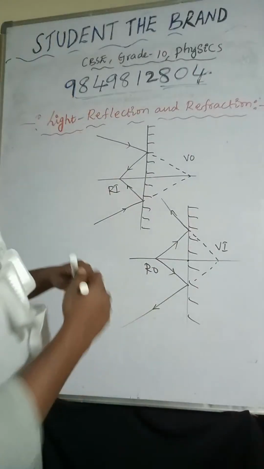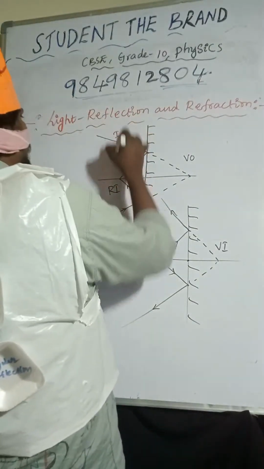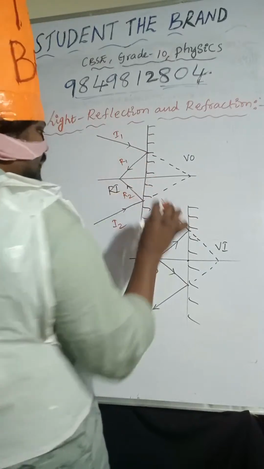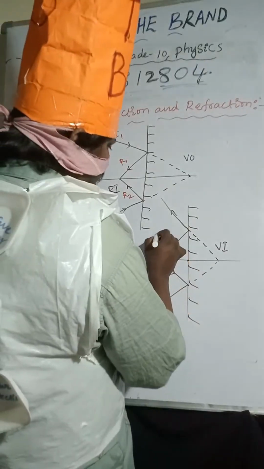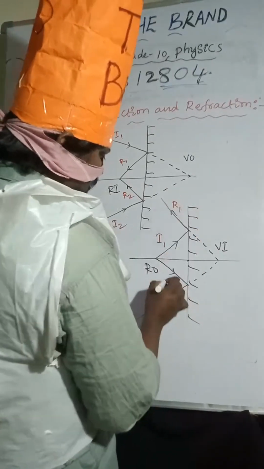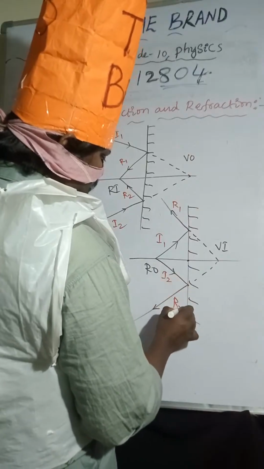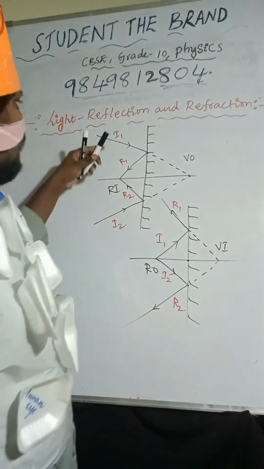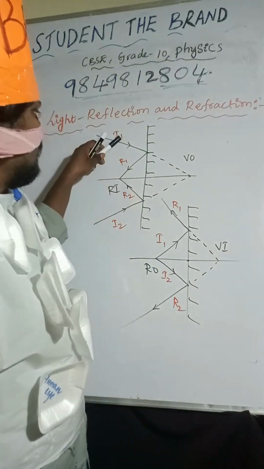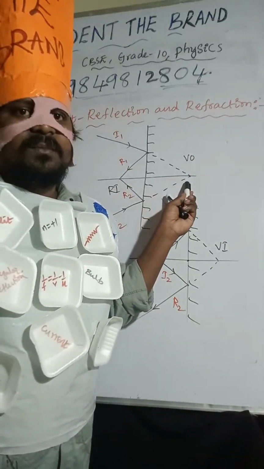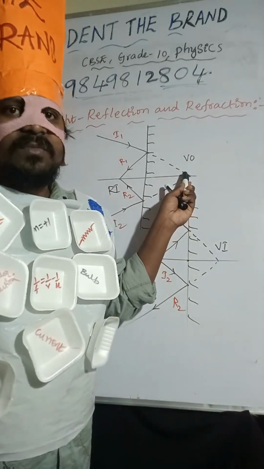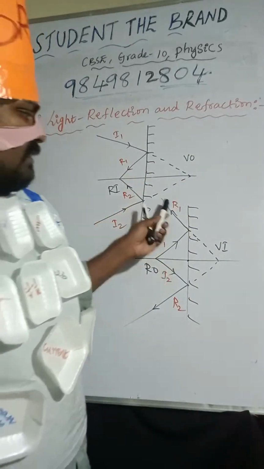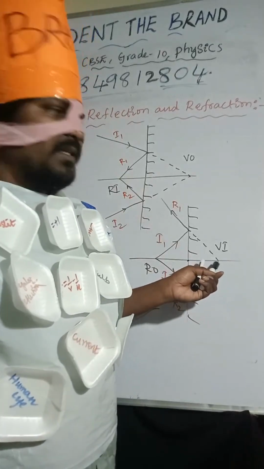So you can consider here, this is incident 1, incident 2. So reflected ray 1, reflected ray 2. So here also the same thing. Incident ray 1, reflected ray 1, incident ray 2, reflected ray 2. So we are extending. Okay. Here you can observe, we are extending the incident light rays. Extended incident light rays are meeting at one point. There a virtual object is formed. So here, extending the reflected light rays. Reflected light rays are extended. There a virtual image is formed.